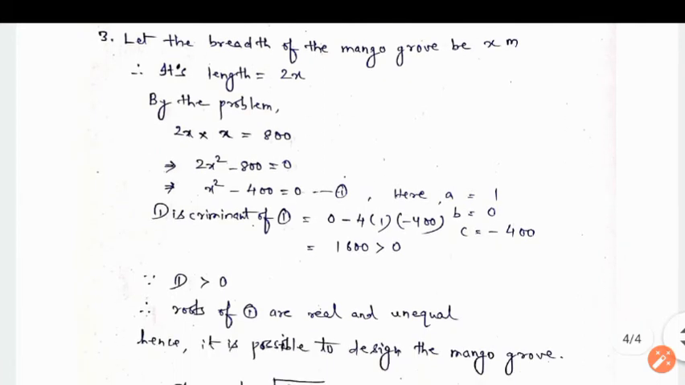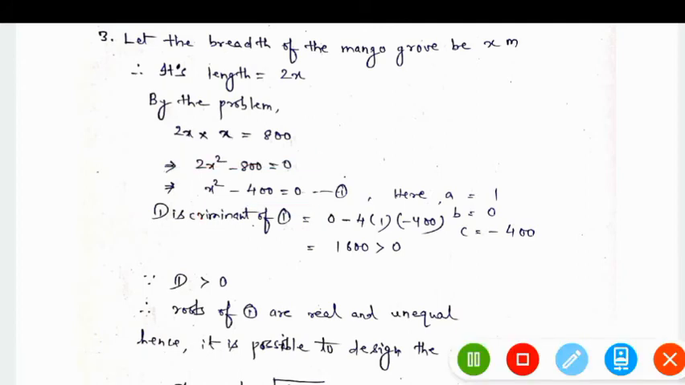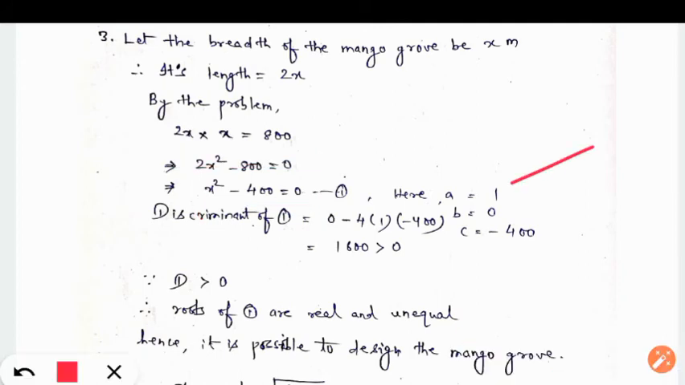So what I got: 2x square minus 800 is equal to 0, and after taking 2 common we get x square minus 400 is equal to 0. Now what I have done here is that we need to know whether it is possible to design such a rectangle or not. In that case we need to know the nature of the roots of this quadratic equation. So what is a, the coefficient of x square? 1. There is no x, that is why the coefficient of x is 0 and the constant term is minus 400. So I have written that.